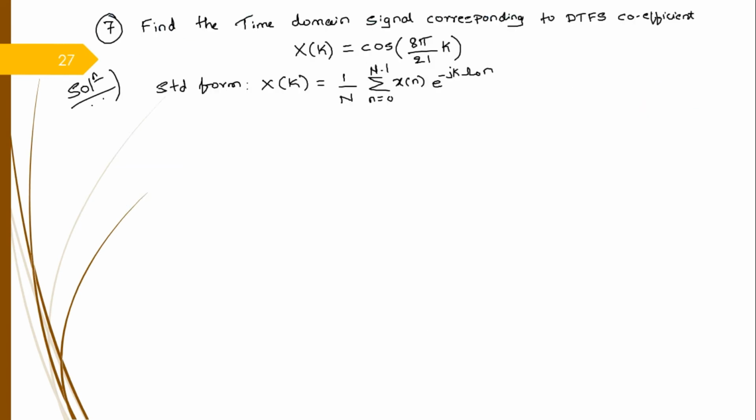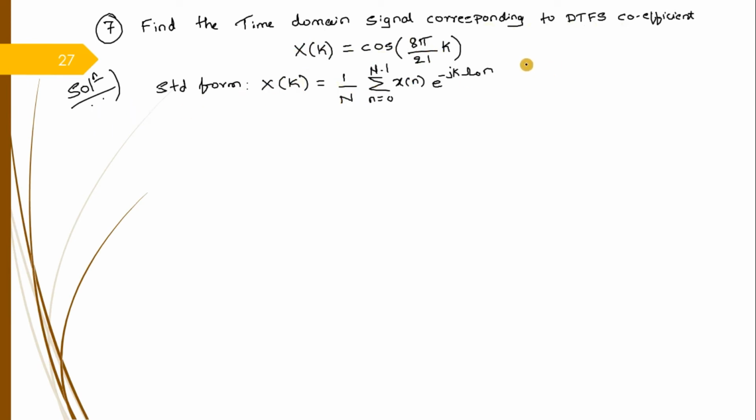Next one, 7. So here again the time domain signal has been asked. It is again inverse DTFS. X of k is given, you need to find x of n. A trigonometric function is there, hence we proceed with the inspection method. I write the given thing itself in standard form. So when I write it like this, I start the solution.